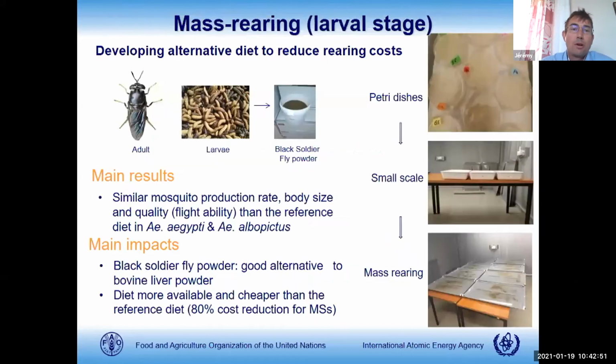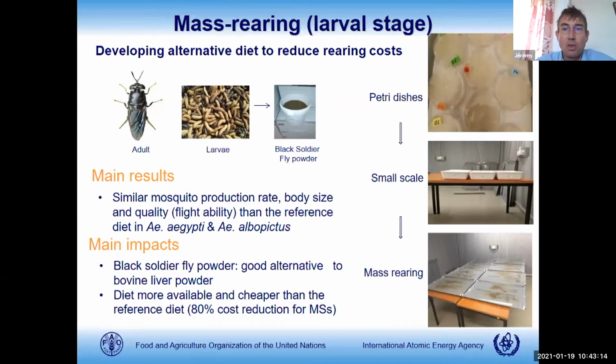So to be able to do that, you must first be able to mass rear your insects. And at the lab in Vienna, we are working a lot on developing methods to make this production cheaper and more cost effective. And I know that in Singapore, you are also making a lot of progress in this regard, and that we will probably present this progress to the participants.